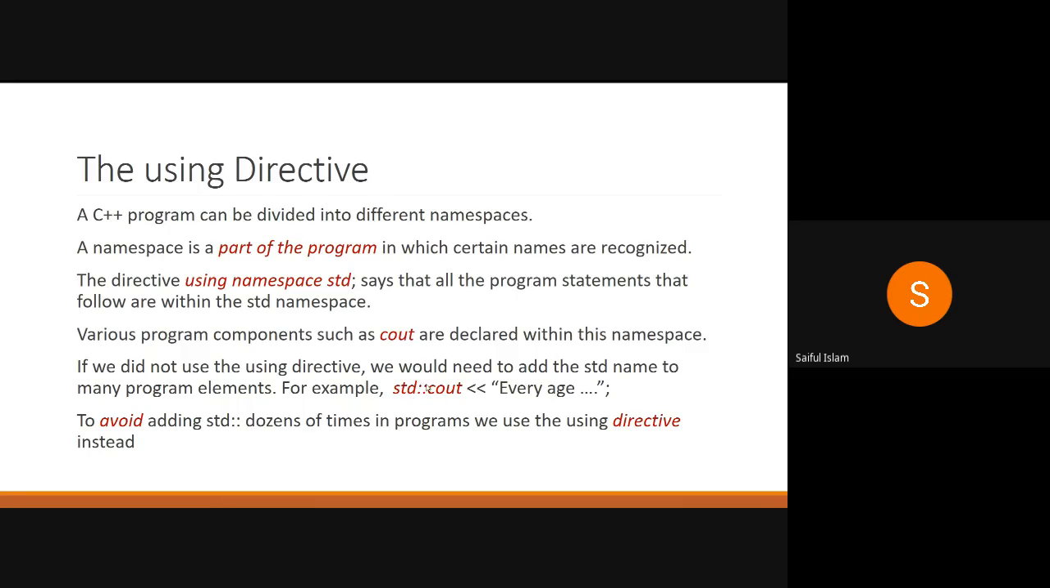So I need a scope resolution operator to get the correct meaning of std::cout. But with the using directive, the std part is included on its own, so there is no problem with name collision. To avoid adding std dozens of times in a program, we use the using directive instead. This will be helpful, and I can use multiple namespaces in my program for different parts of the program. We are going to discuss it in detail when we talk about multiple files and header files.